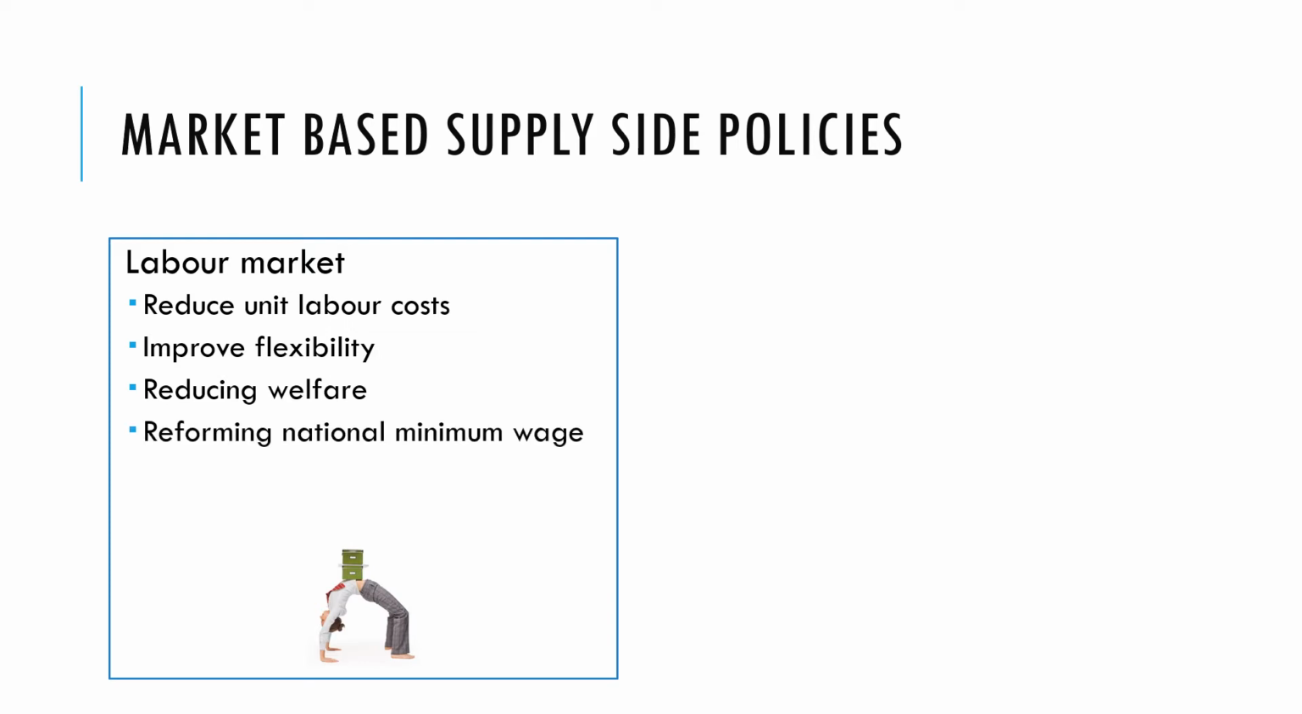Reducing the national minimum wage, again, would be a market-based supply side policy. This would lower costs to businesses, encouraging them to increase production.